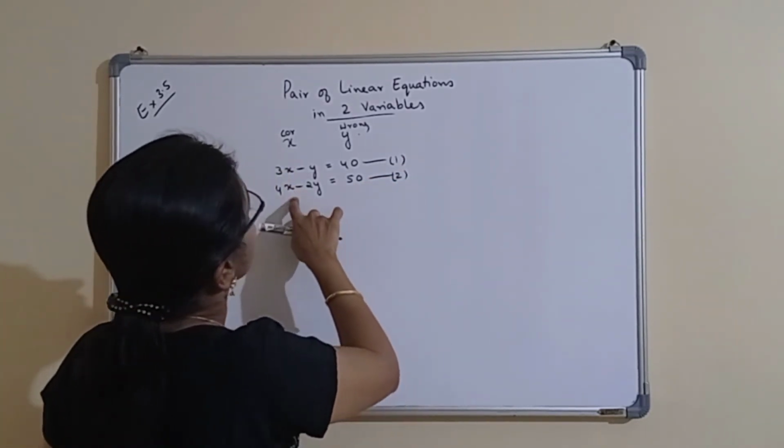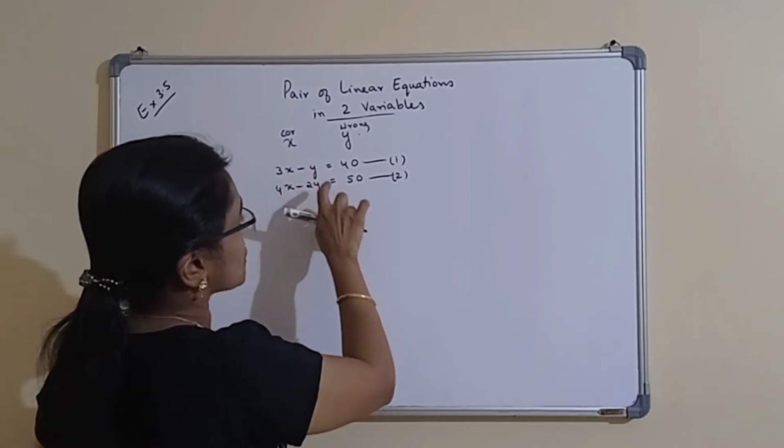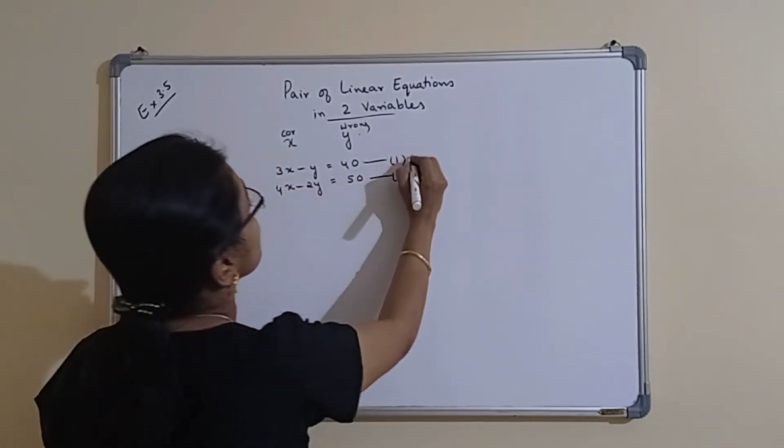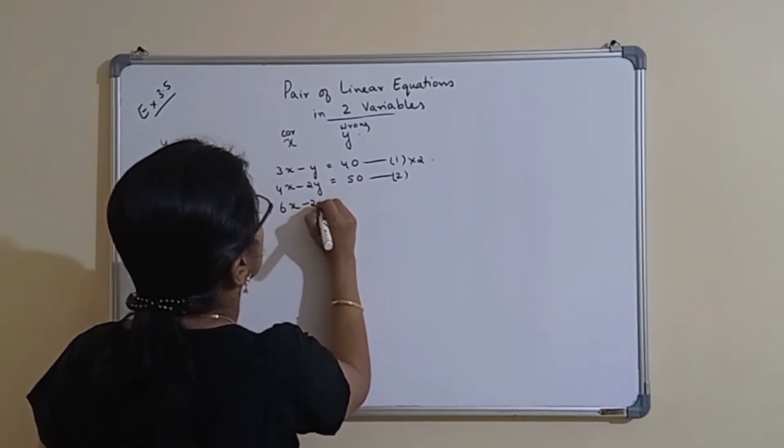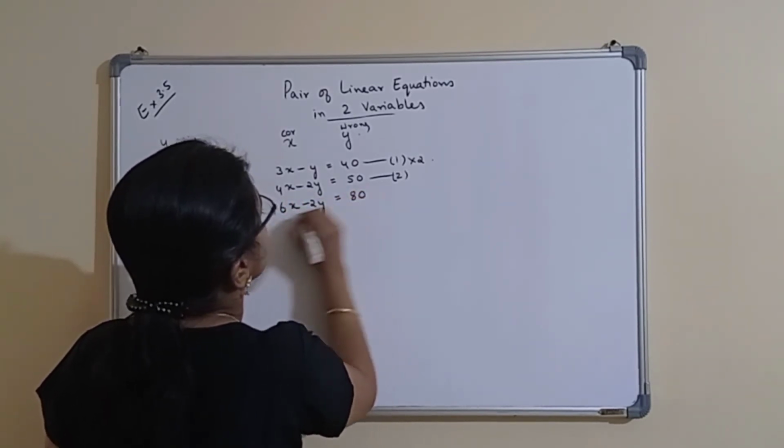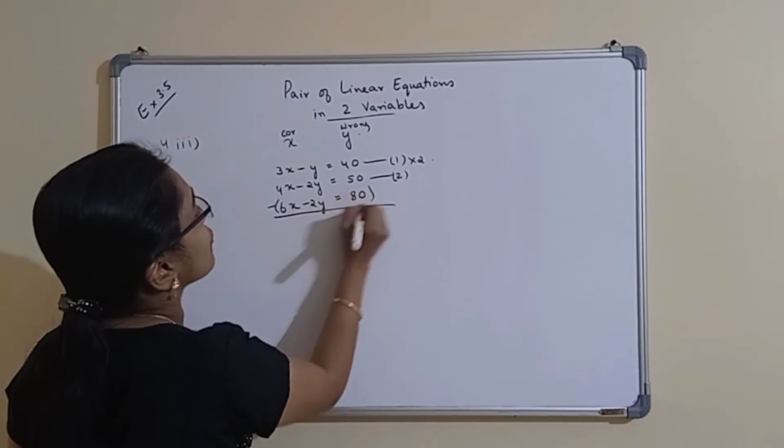Now, we can solve this by elimination method. Just multiply this by 2. So, what will we get? 6x minus 2y is equal to 80. Now, subtract this from this.